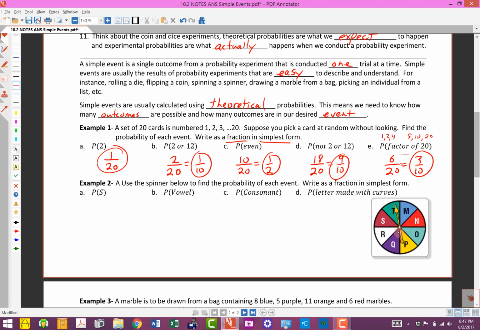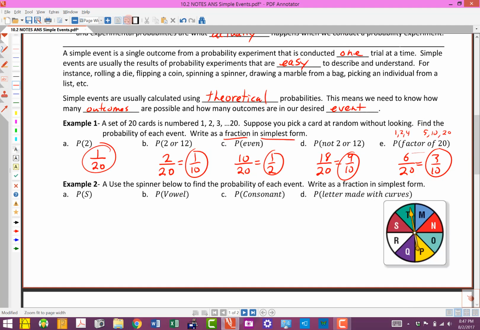Now we're going to do another one. We're going to spin a spinner. So I've got a spinner over here, and we just need to look through here and figure out, if we're going to use that spinner, we want to find the probability of each event, write it as a fraction in simplest form. So let's look through here. These are all different letters. And notice that the spinner is equally spaced. Now we're going to assume that this isn't warped or anything weird like that. If we spin it, it's equally likely to show up on any one of those. So there are 8 outcomes possible, and we would just want to know the probability of getting an S.